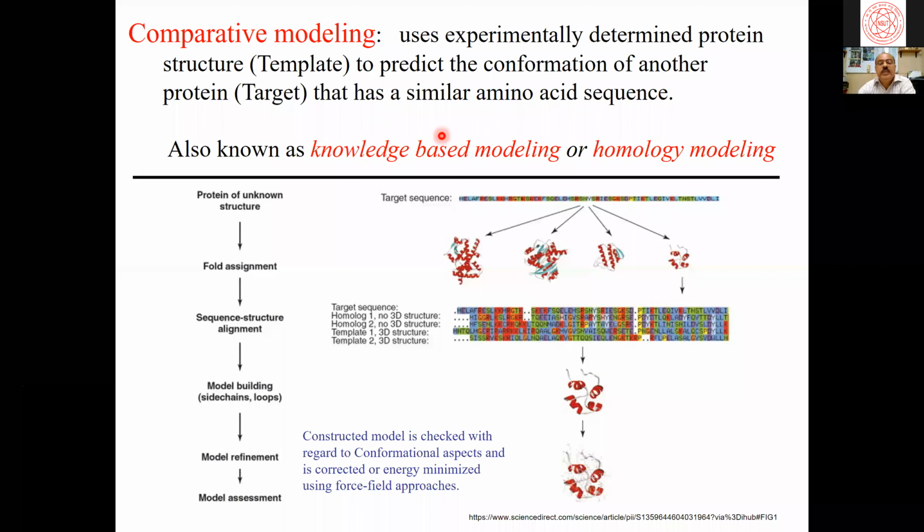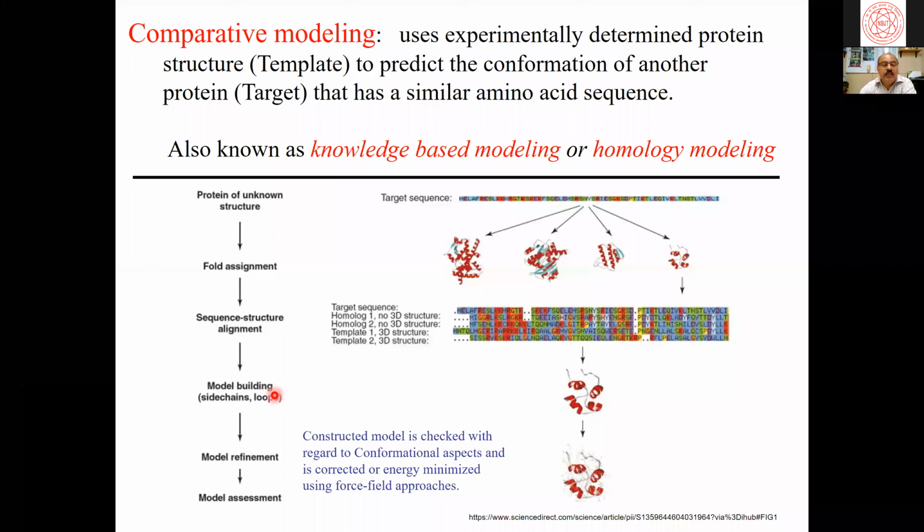Now, this is based on knowledge about a template, so you also call it knowledge-based modeling or homology modeling. You start with a protein of unknown structure, you do fold assignment or sequence alignment, and if the sequence similarity is very low, maybe you can go for fold assignment and predict the structure. But suppose you find a good homology, a pretty decent identity or similarity between the template and the target, then you can use a structure based template or homology model for building a structure of your unknown protein sequence.